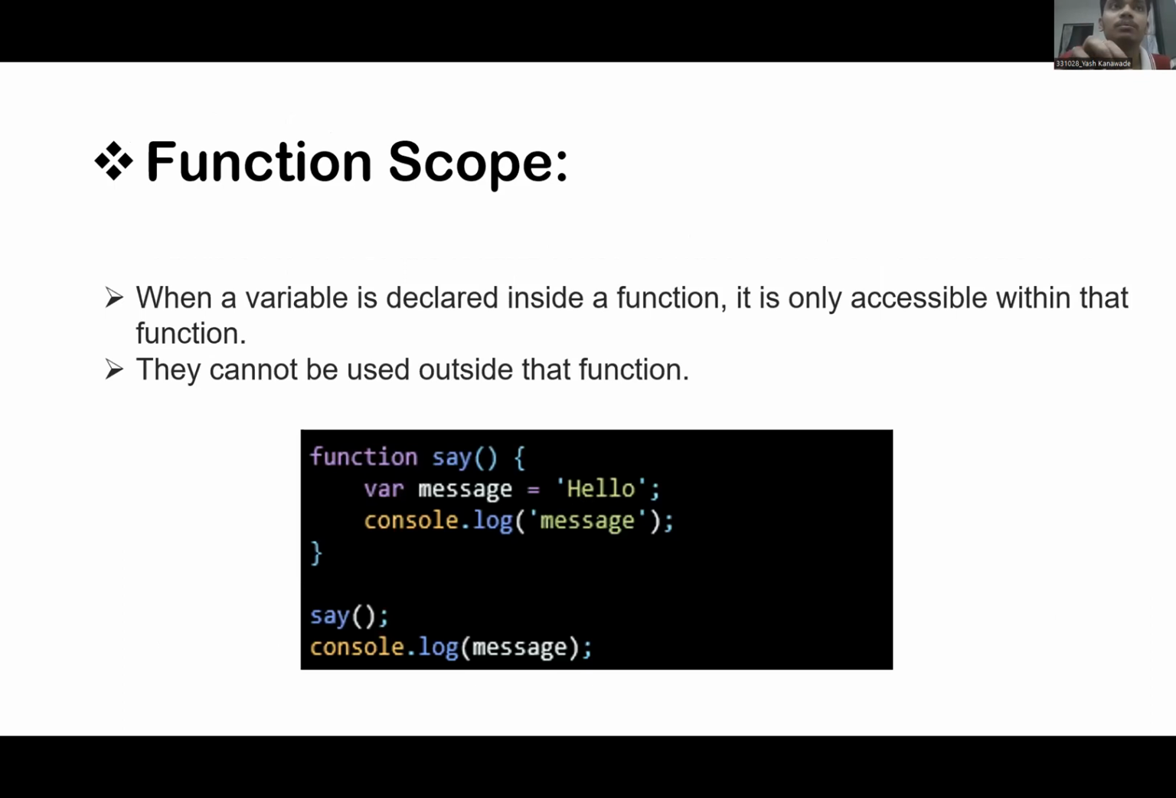Then next one is, when a variable is declared inside a function, it is only accessible within that function. Basically, that's the function scope. They cannot be used outside the function. Here we have taken an example, that is function say. We have taken a variable of type var, message equals hello, and we will print that message, that is hello. But if after calling the function say, we write console.log message again, then if we haven't declared any global variable with the same name message, it will not work; if we have declared one, then it will print that one, not the hello one.